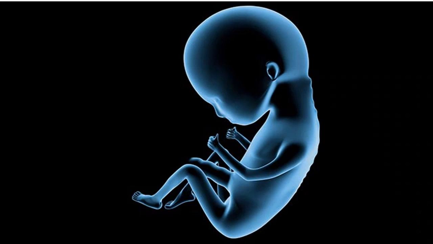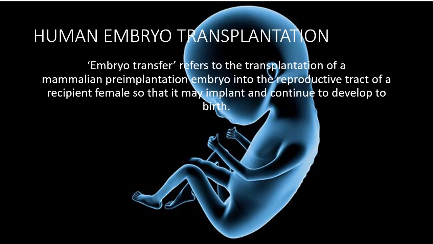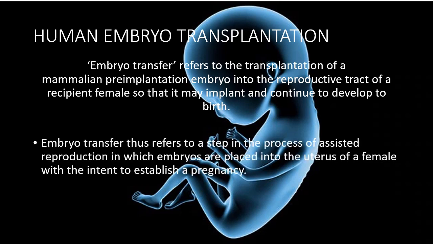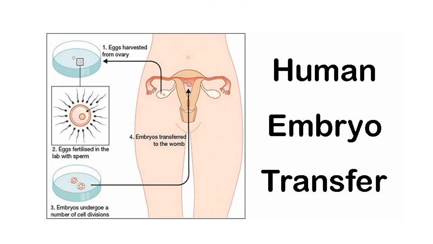Now we shall see embryo transplantation in humans. Embryo transfer refers to the transplantation of a mammalian pre-implantation embryo into the reproductive tract of a recipient female so that it may implant and continue to develop to birth. Embryo transfer thus refers to a step in the process of assisted reproduction in which embryos are placed into the uterus of the female with the intent to establish a pregnancy. The first step is the egg harvested from the ovary, then the eggs are fertilized in the lab with the sperm, and the embryos undergo a number of cell divisions, blastocyst stage, morula stage, etc. And these embryos are transferred into the womb.